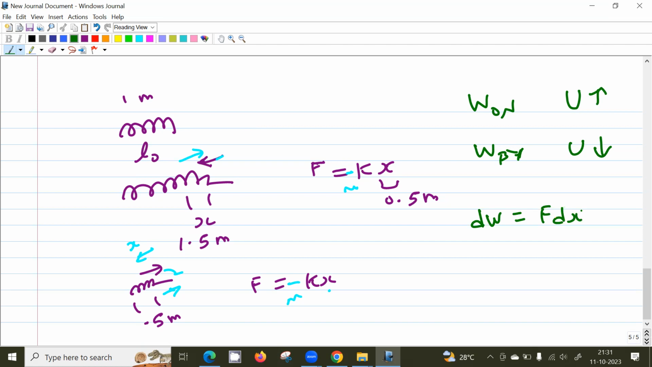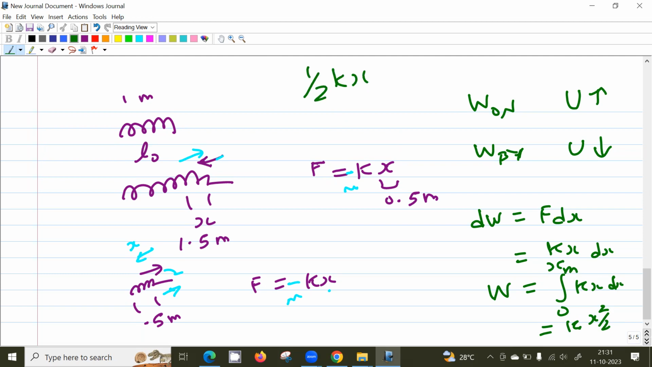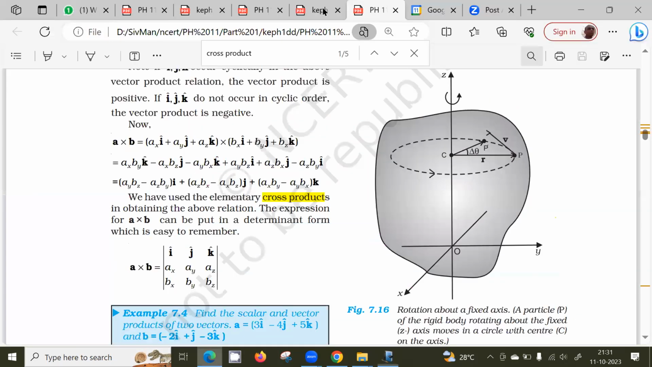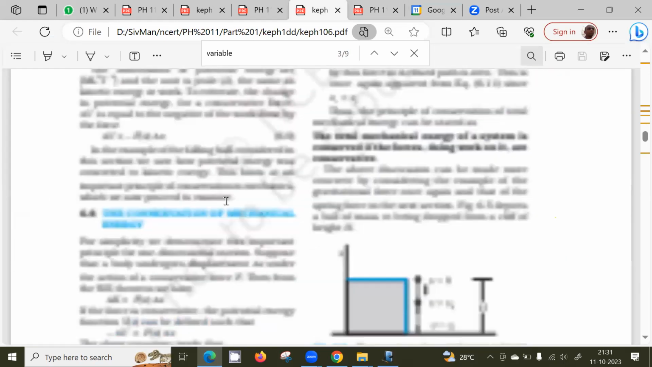So the compression is on the x-axis and the force is k into x, dx. So the total work done to go from x equal to 0 to the maximum compression, say Xm, will be this integral, and this will be k into x squared by 2. So from this, I get the potential energy stored in the spring when I compress it by Xm, which is half k Xm square. This was there in the book, the concept of potential energy.